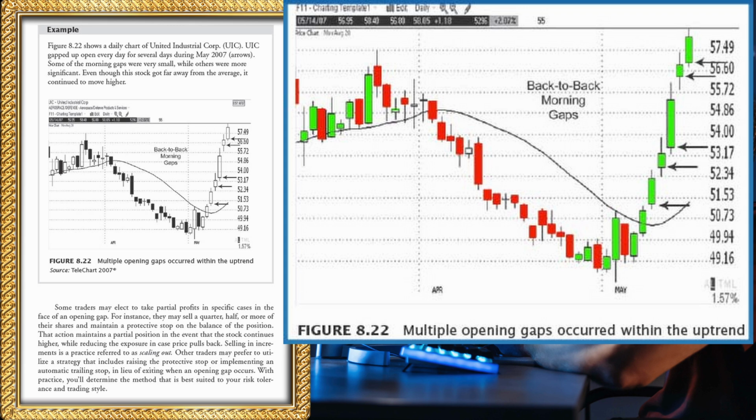Example: Figure 8.22 shows a daily chart of United Industrial Corp., UIC. UIC gapped up open every day for several days during May 2007 (arrows). Some of the morning gaps were very small, while others were more significant. Even though this stock got far away from the average, it continued to move higher.